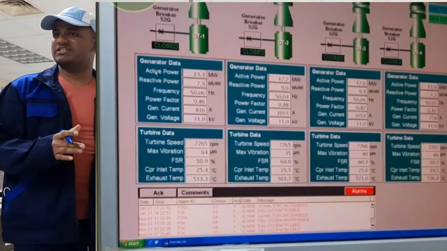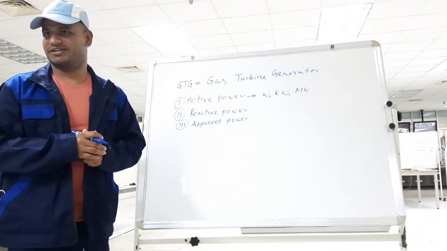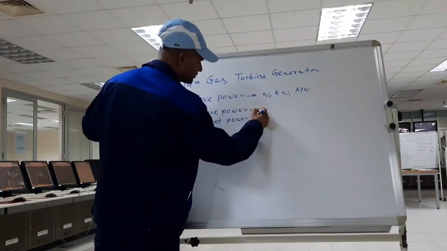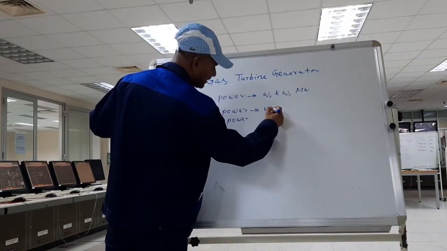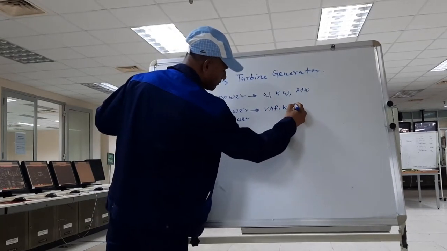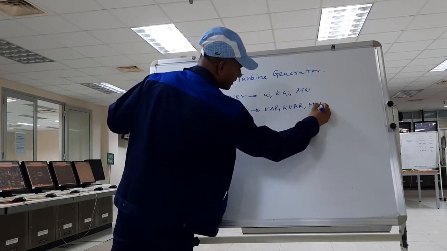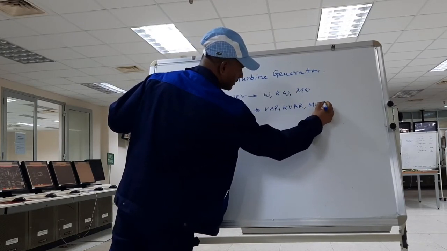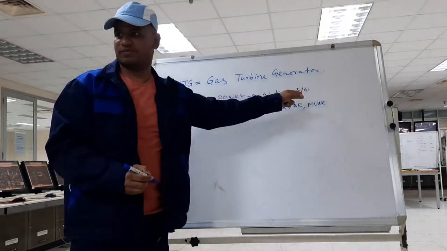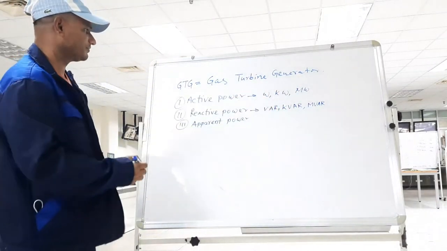So what is reactive power? Reactive power, actually it is useless power, but it is important for equipment. Units of reactive power: volt ampere reactive, kilovolt ampere reactive, and megavolt ampere reactive. Normally our GTG is a mega system, so we will discuss only megawatt and megavolt ampere reactive, okay?